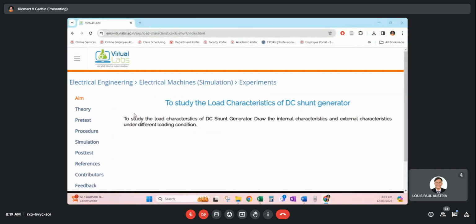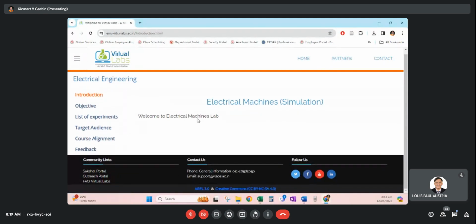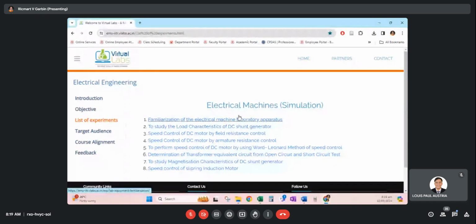So, kapag kinlik nyo ang link na yan, dito kayo mare-redirect. So, this is for electrical machines simulation. We have here the introduction. If you click here, you will see the introduction. Welcome to Electrical Machines Lab. The objective is to learn and understand the basic concepts of electrical machines. Then we have the list of experiments.